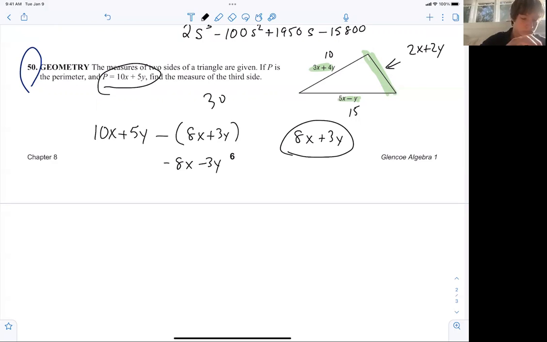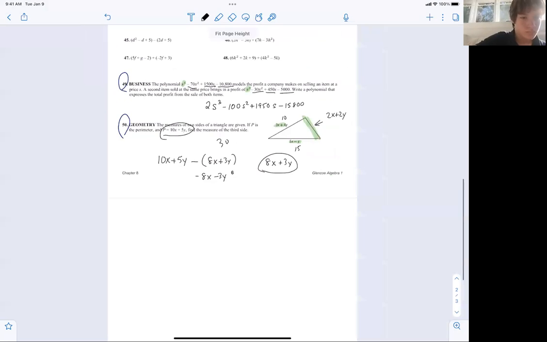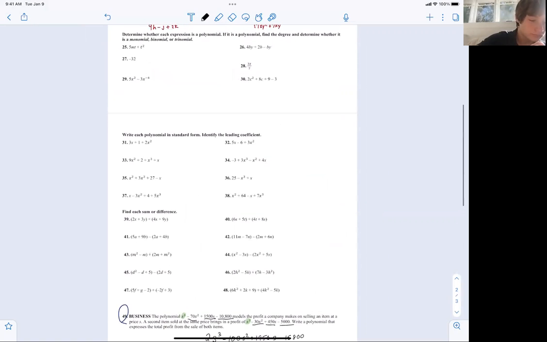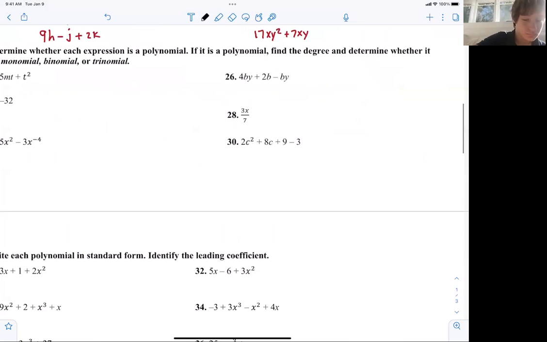Now, would anybody like me to address any of the other problems that I asked you to do? All right, I'll try 28. So this is considered a monomial. Now, remember, some of you came up and asked me if there's a 7 in the denominator, then it's not. No, that's not true. The variables can't be in the denominator. The numbers are allowed to be there.